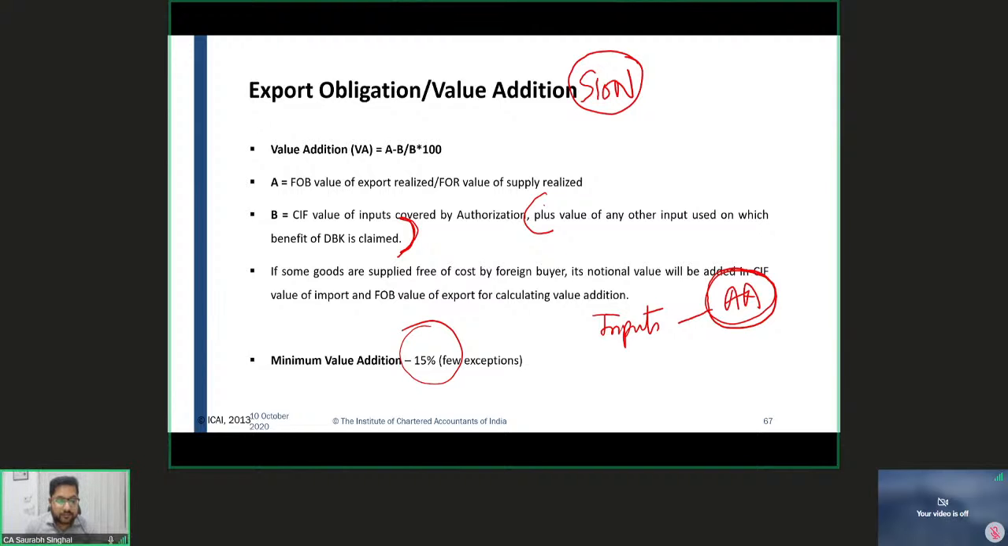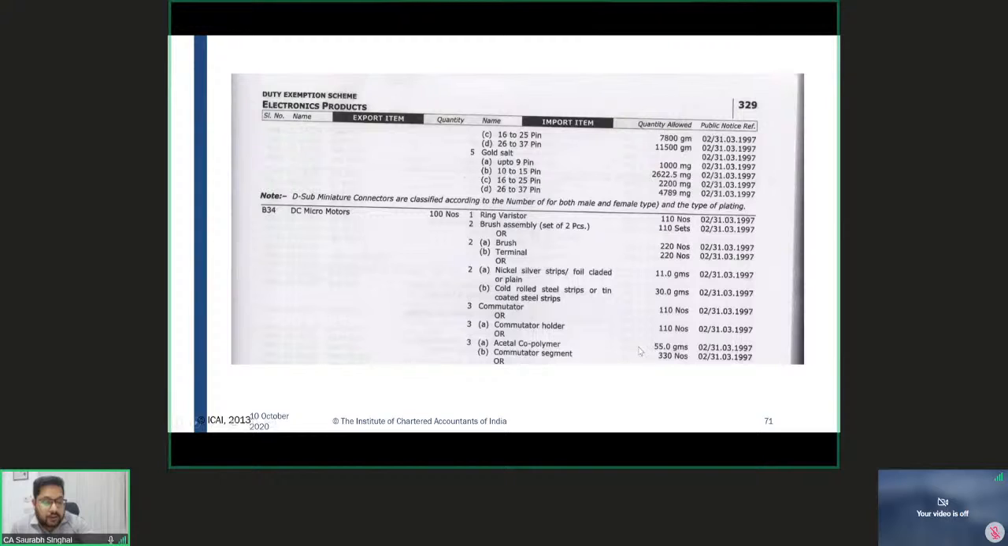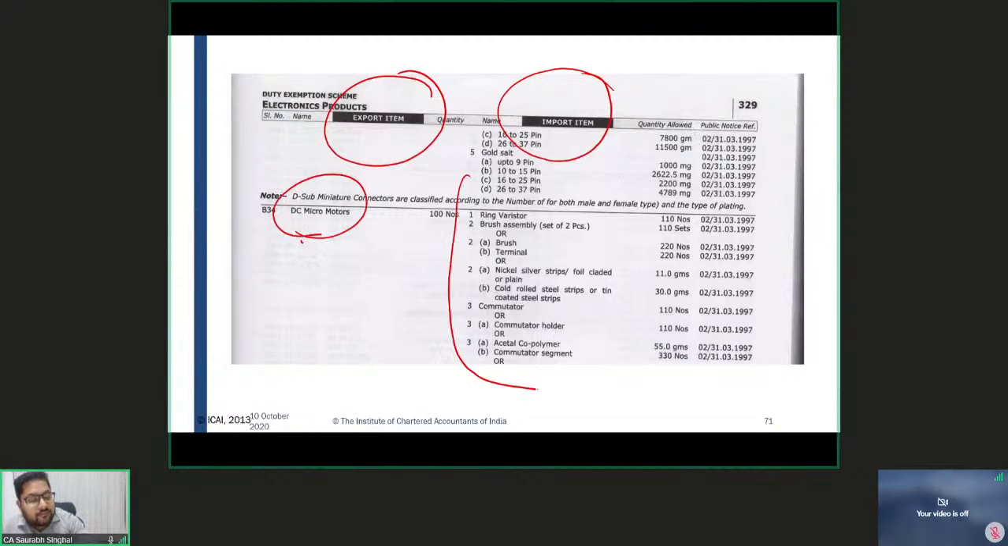I'll show you a standard. This is the series SION norm. So they say for DC micromotor, export item, import item. This is a screenshot of a SION norm. Against an export item DC micromotors, all these are eligible for import, or all these are standardized inputs. Now it is not that only these inputs will be used, there will be other inputs also.